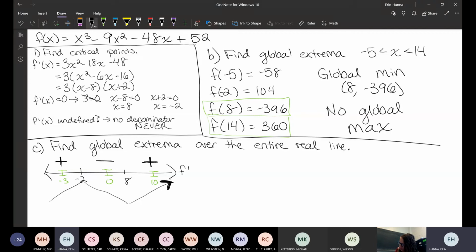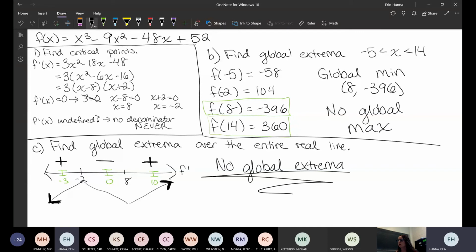It's going up forever on the right and down forever on the left. So since it's going up forever in one direction, that means there's going to be no global max. And since it's going down forever in one direction, that means there's going to be no global min. So this just has no global extrema at all. No global extrema.